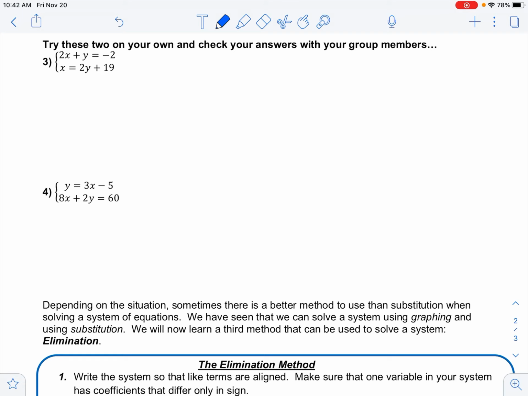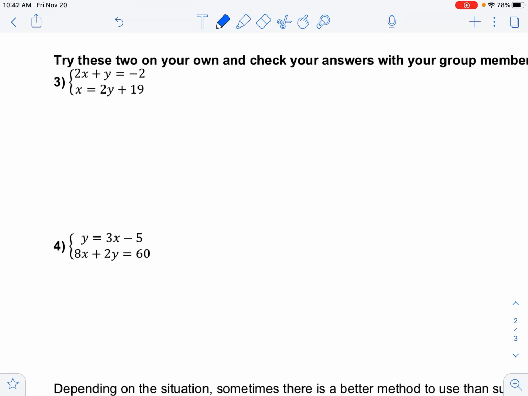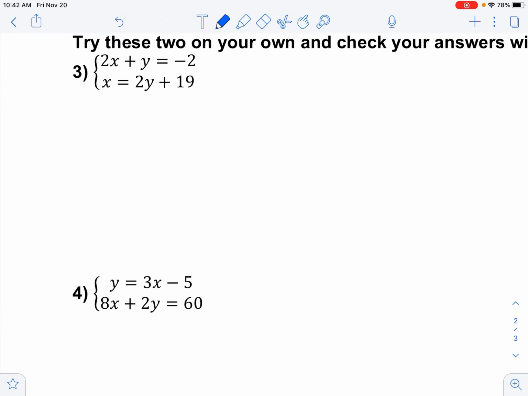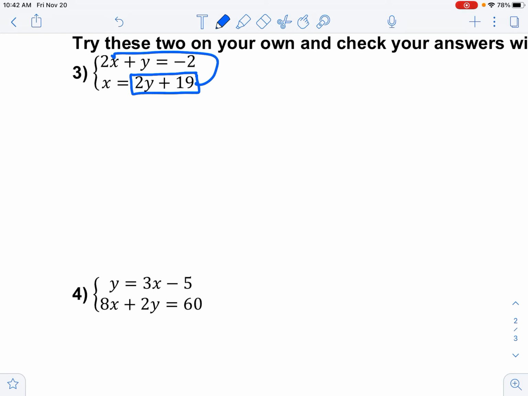All right, number 3 is (3, negative 8) in parentheses. And number 4 is the ordered pair (5, 10) in parentheses. If you got those, you can fast forward through this part. If you didn't, let's see what happened.